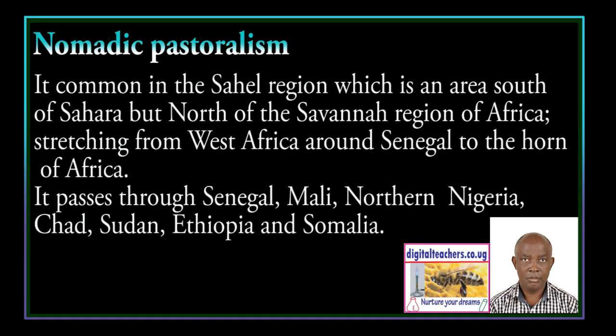It is common in the Sahel region, which is an area south of the Sahara but north of the Savannah region of Africa, stretching from West Africa around Senegal to the Horn of Africa. It passes through Senegal, Mali, northern Nigeria, Chad, Sudan, Ethiopia, and Somalia.